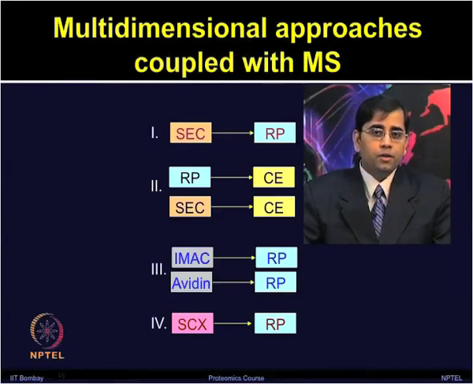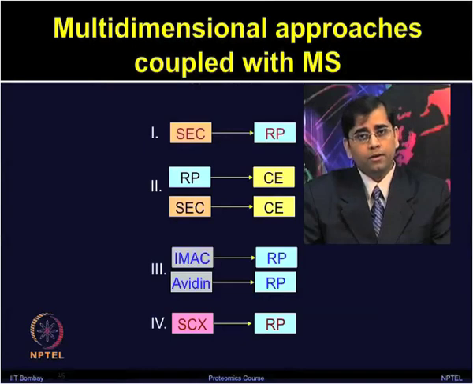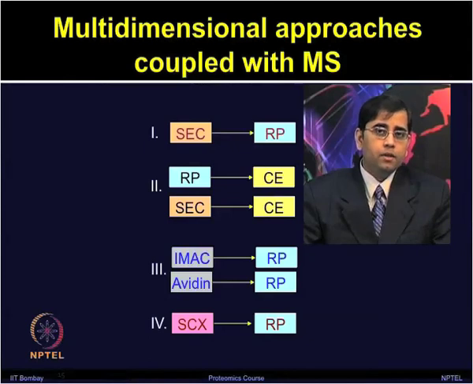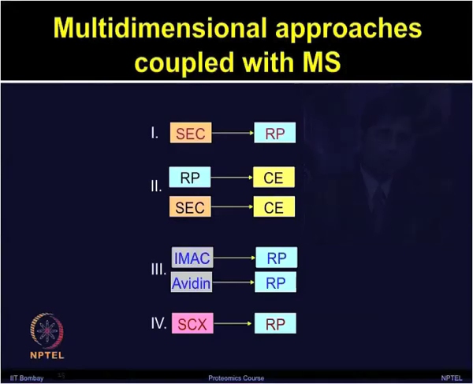Other approaches include reverse phase chromatography followed by capillary electrophoresis, or size exclusion chromatography followed by capillary electrophoresis. Due to the limited loading capacity and low loading volume of capillary electrophoresis, again it is not very popular. The affinity chromatography based separations such as IMAC or avidin, followed by reverse phase chromatography, are commonly used, and strong cation exchange followed by reverse phase is most commonly used.